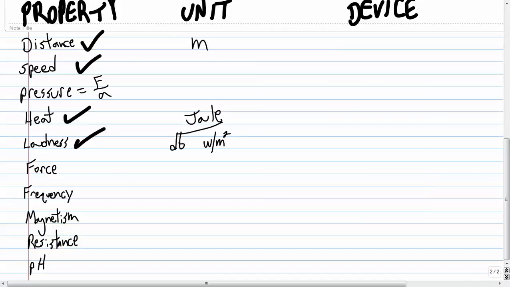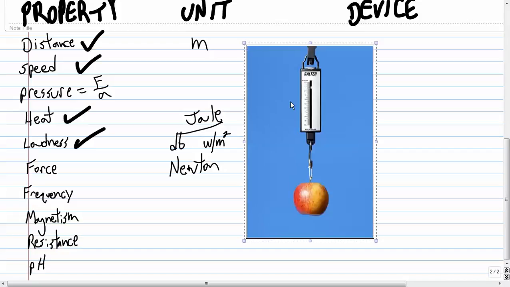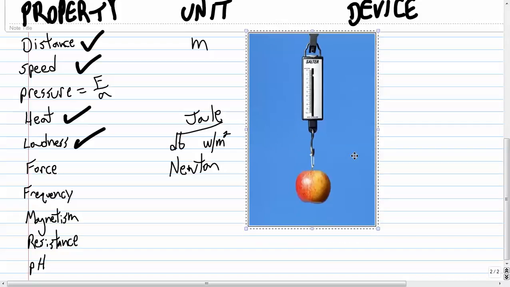Force. We measure force in a unit called the Newton. Yes, it is named after Sir Isaac Newton. He was a really smart fella. So how do you measure force? It's pretty easy, actually. All you need is a spring. A simple spring can measure force. If you apply a force to the spring, it stretches out. You measure that stretch, and you can tell how much force was applied to the spring.